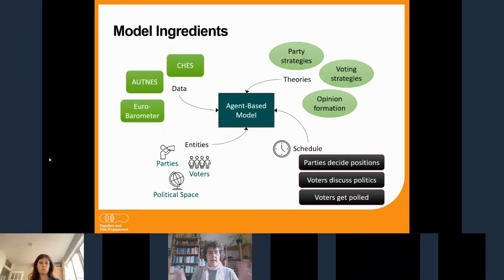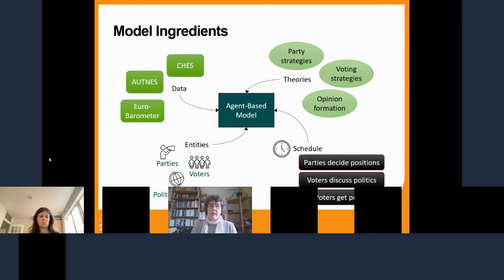And the agents are positioned in this political space and interact in there. We also add theories from political science for parties and voter behavior. So parties have different strategies. Voters have different strategies to decide which party they vote for. And we also have an opinion formation process for the voters so that they can change their opinion on these different issues. Then, as in every simulation model, this needs a schedule where something happens in time.